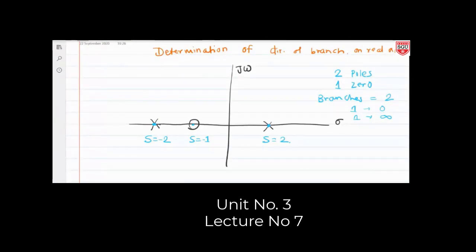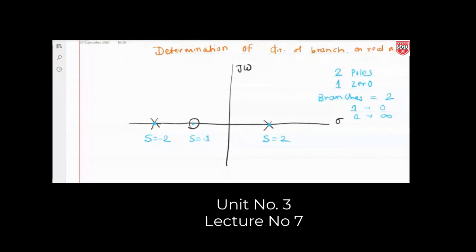Once again, I am repeating what I said. We have to know from this, this is pole 1, this is pole 2, this is 0, 1. We know that branches will be 2. Two branches will start from two poles. One branch will end at 0. One branch will go to infinity. Now there are a number of possibilities.